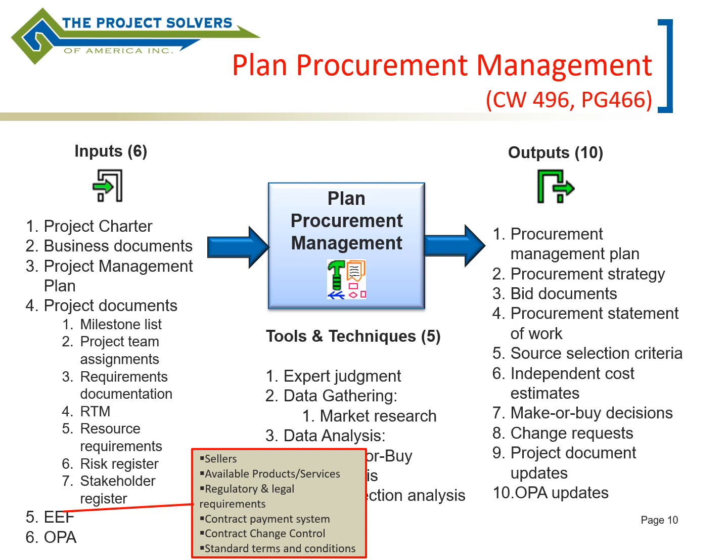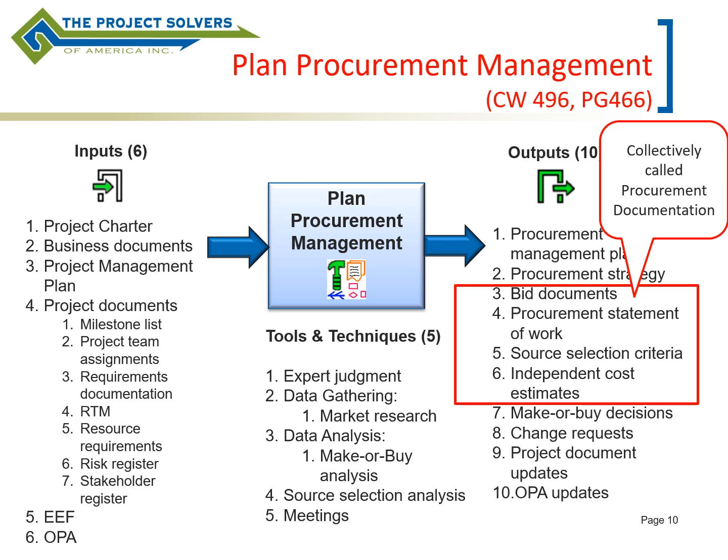One thing I want to mention is that items 3 through 6 there are collectively called by PMI procurement documentation. So you'll see them showing up again in the ITTOs, and this is what they mean by procurement documentation. It's these 3, 4, 5, and 6 items.